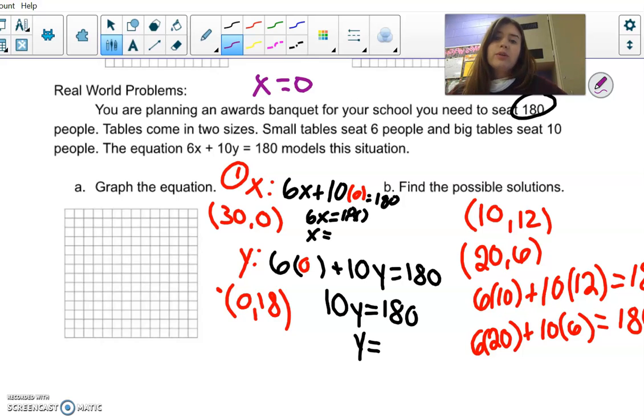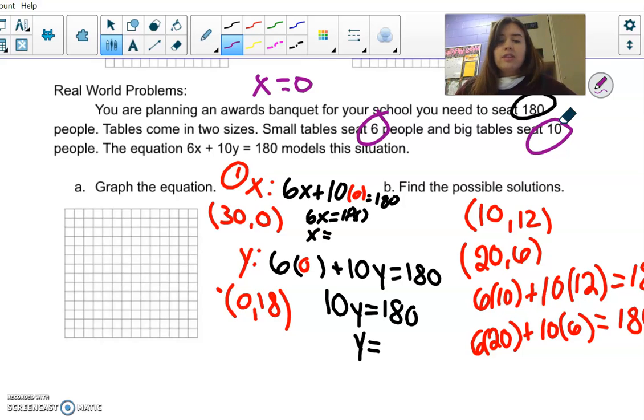Then we're going to talk about a real-world problem. We go to an award banquet. You need to seat 180 people. Tables come in 2 different sizes. The small table fits 6. The big table fits 10. The equation 6x plus 10y equals 180 models the situation.